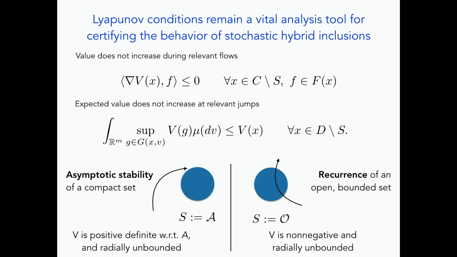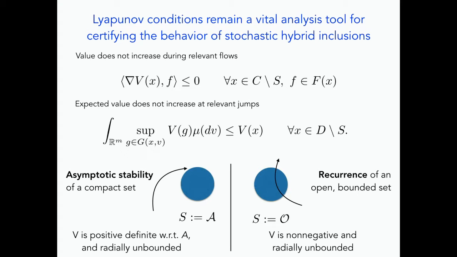Another interesting property that's especially relevant for stochastic systems, is not studied as much for the non-stochastic case, but is actually interesting there as well, is the notion of recurrence of a set. That is, that you keep coming back to this set over and over again. We usually talk about recurrence of open bounded sets.